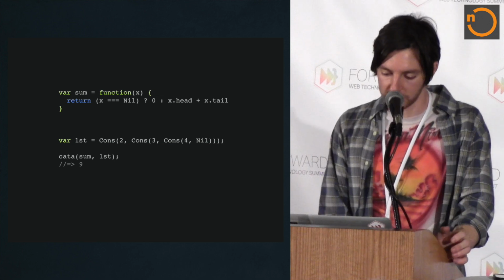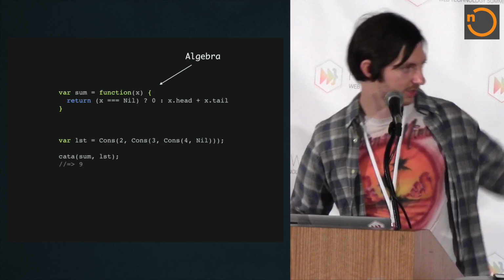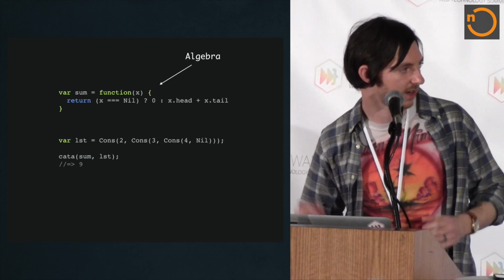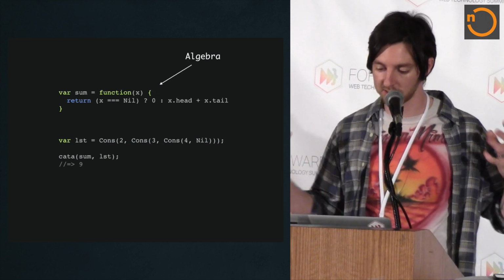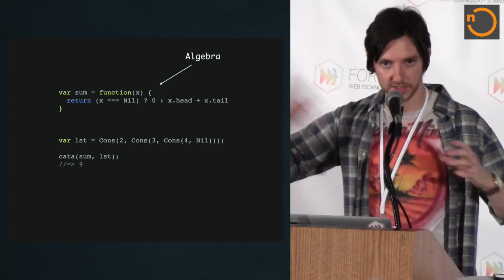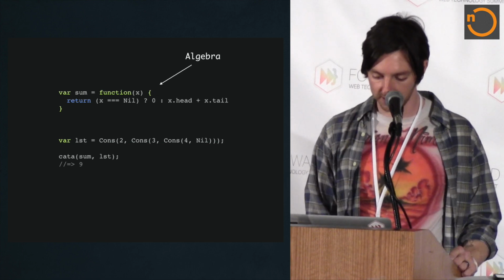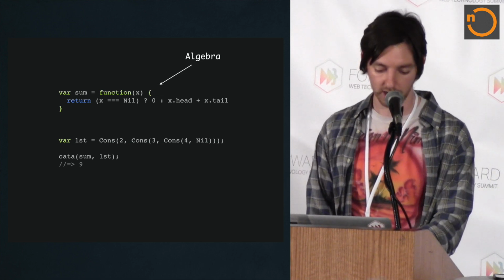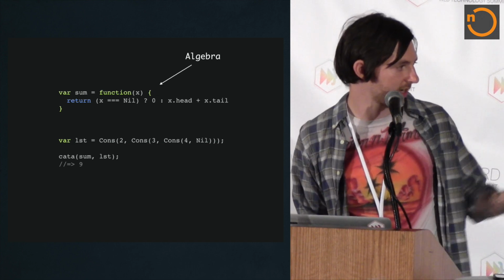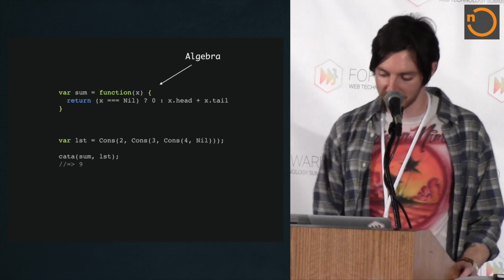So we look at our sum function here. Up here, it's called an algebra, because it's going to take our x, which is our entire cons linked list thing, and return us a value out. So it takes it out of its type. And then we've got our list here. If we give sum, our algebra, to cata, it will actually fold our structure down. So that's a wacky thing to do.